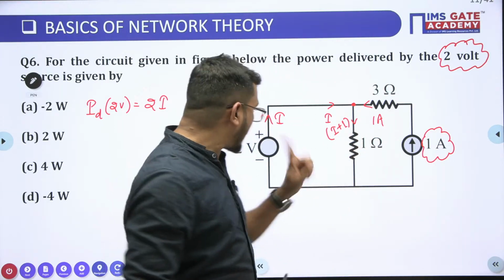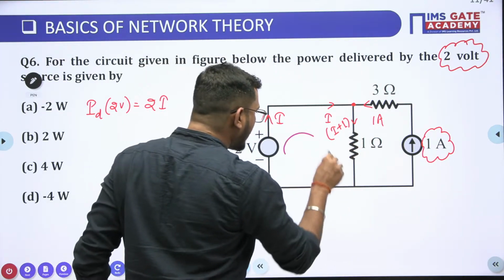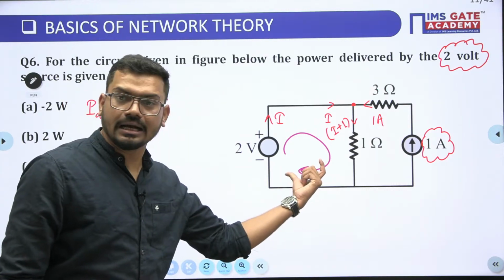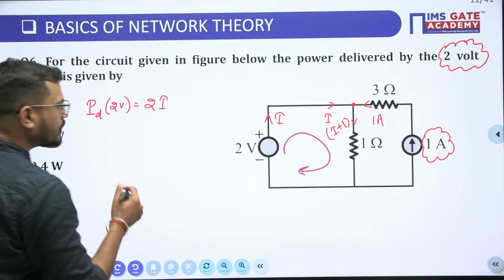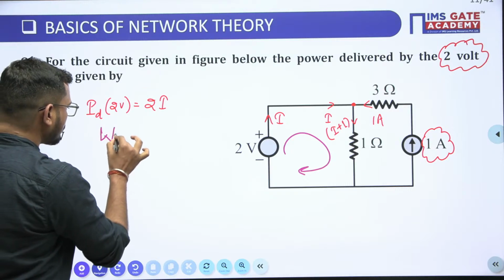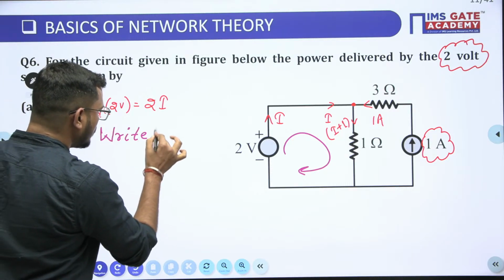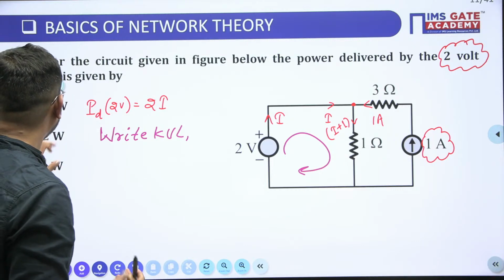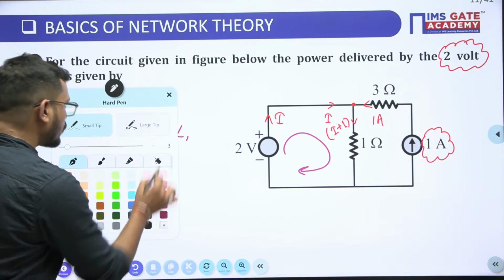Now can we apply KVL here? Is it clear now? So here I am writing KVL. Write KVL, guys. What will be the value of KVL? Just respond please. How do we write this KVL?